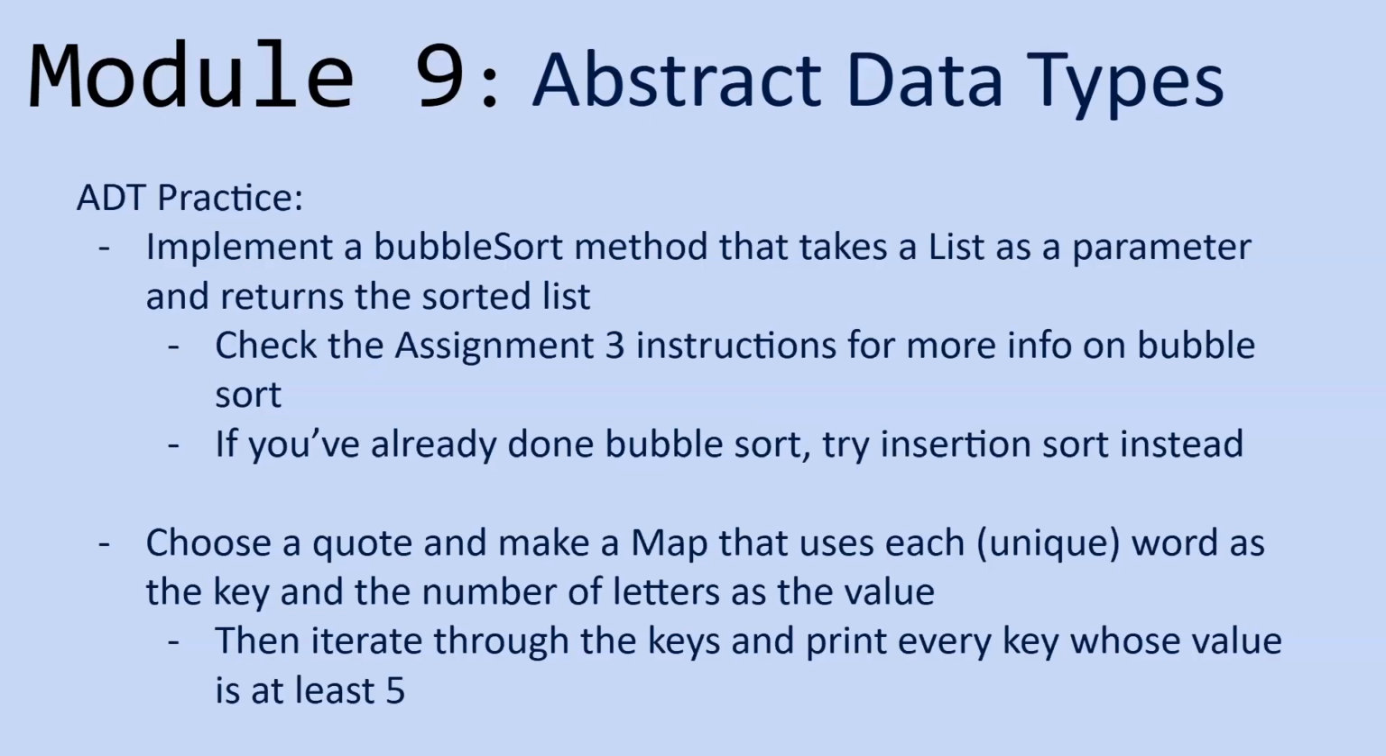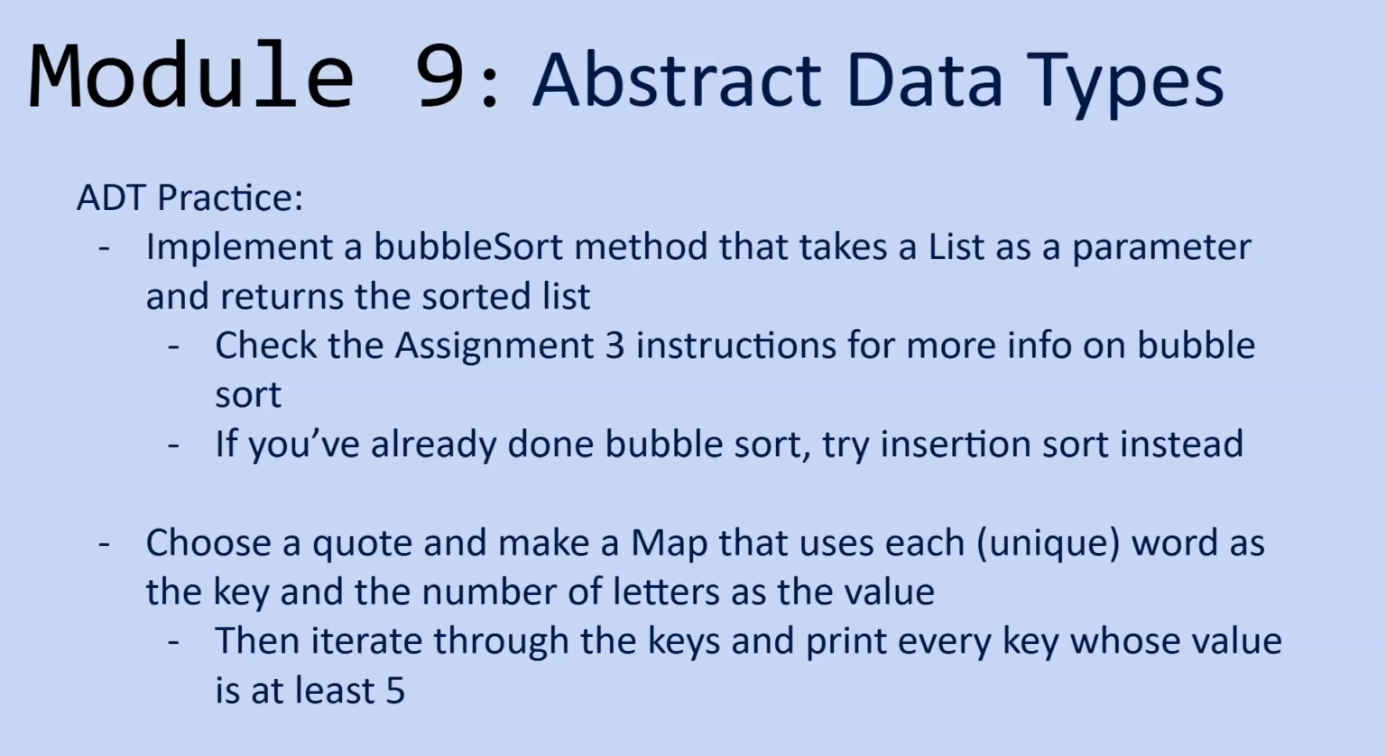Or you could do doubles, it doesn't really matter. And then check the assignment 3 instructions for more info on bubble sort. And then if you've already done bubble sort, try insertion sort instead. In the slides, I'll put a little note for this slide with some instructions about insertion sort, but it's fairly similar, just a different sorting method. All right. And then alternatively, if you want to practice maps on your own, you could choose your, maybe a favorite quote, and then make a map that uses each unique word as the key and the number of letters as a value. So relatively straightforward.